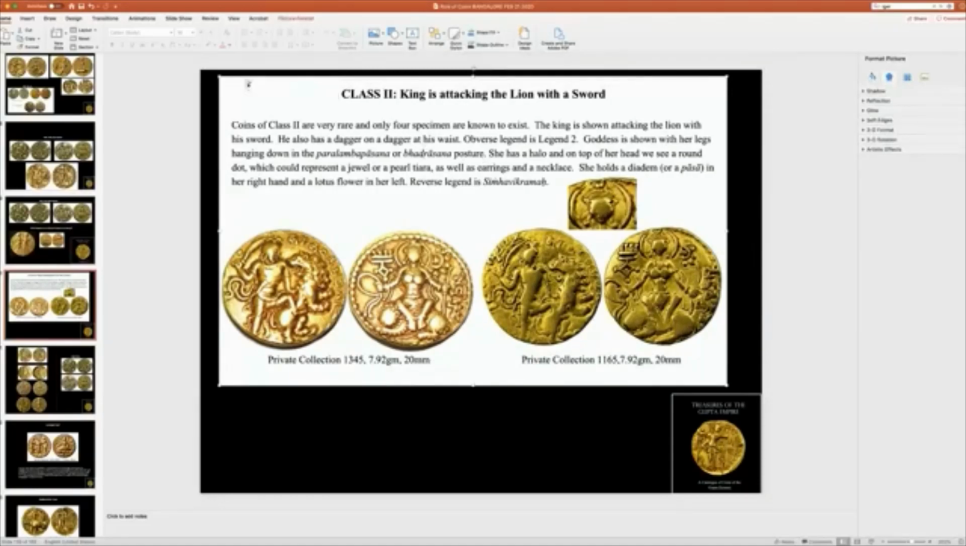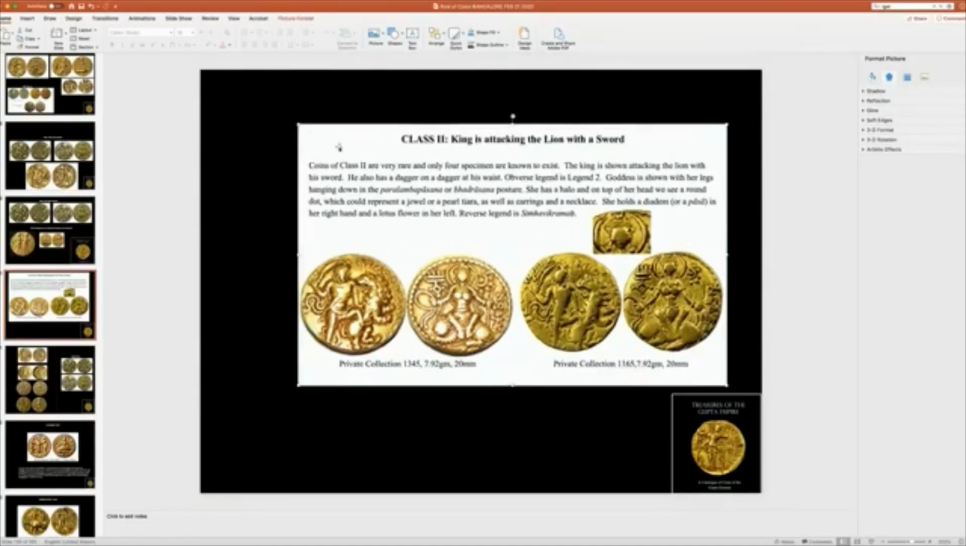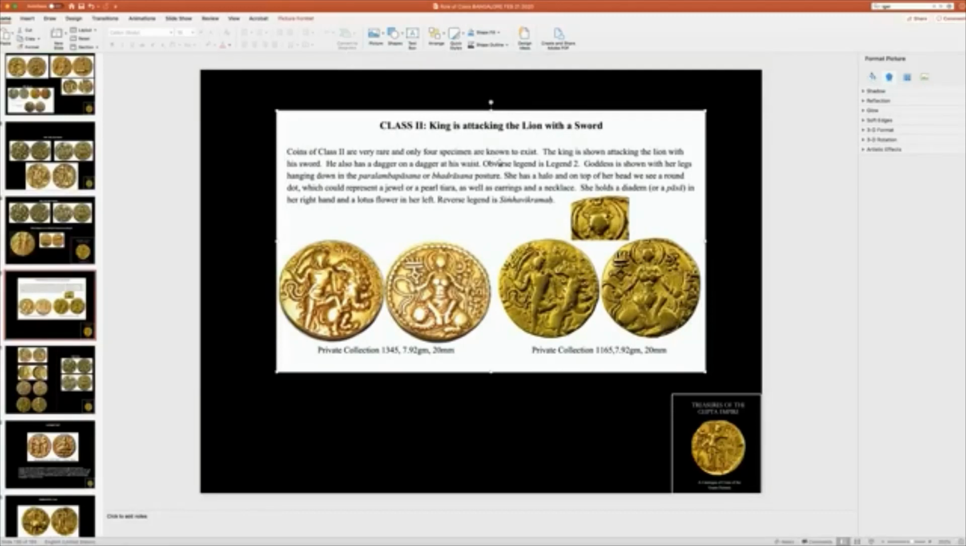I published class 2, where the king is attacking the lion with the sword. Right here, you see this? This is another coin right here. And you can see the script here, obverse script, obverse legend, very clear, right? The goddess is seated. She's holding a lotus flower. She's got a pasha in her hand. Tamga can be seen. Beautiful sword can be seen, right?